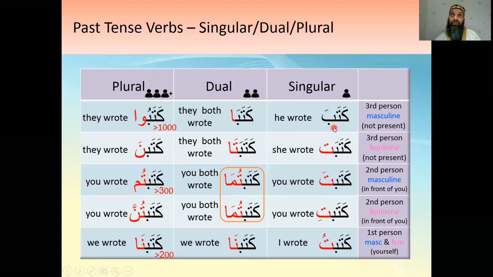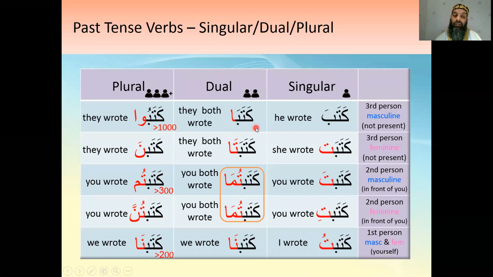What does kafara mean? It's a root word. More accurately, it doesn't mean disbelief. In a sentence, if you see kafara, it means it's a root word, not just disbelief. He disbelieved. So how do I say they two disbelieved?